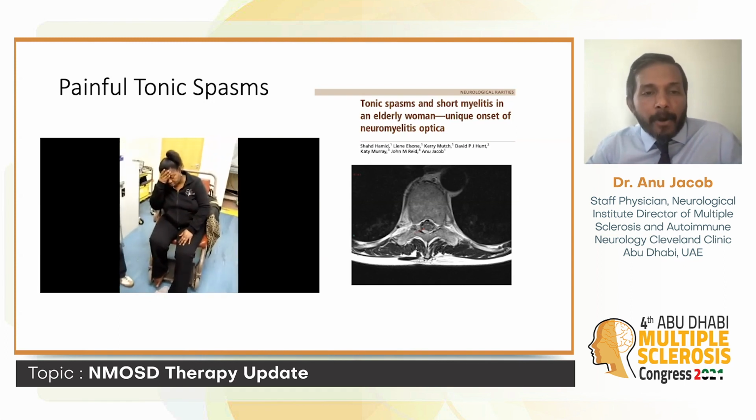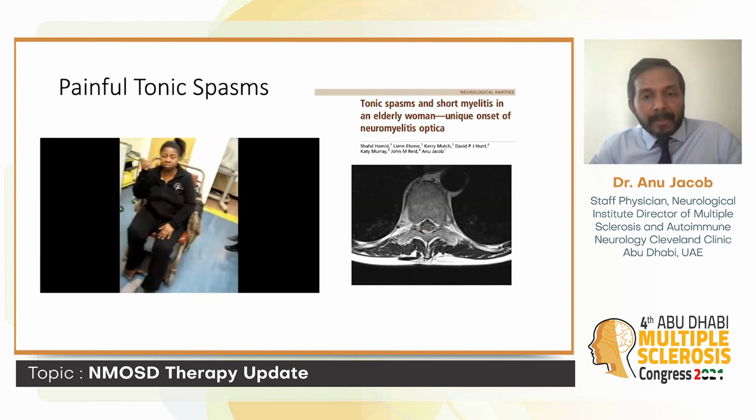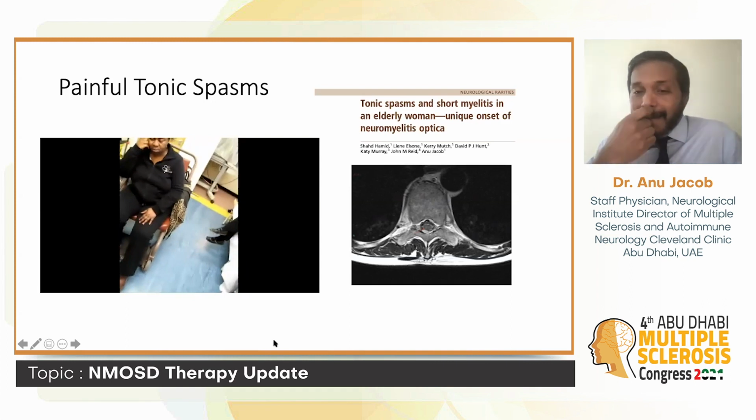That's what happens in a typical tonic spasm. Now, rarely, exceptionally rarely, and we have reported this, there was a Scottish lady who actually had tonic spasms as the first presentation, and then she had a very small myelitis. The lesion can be hardly seen. You'll struggle to see this as a small lesion there in the cord. And then she turned out to have AQP4 positive NMOSD and subsequently had optic neuritis and so on.